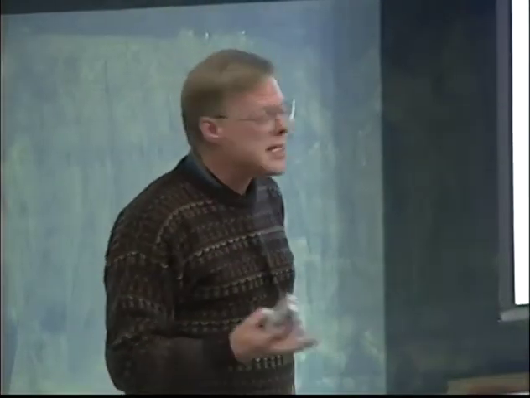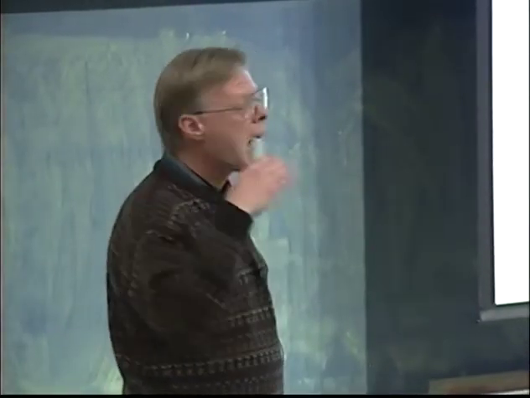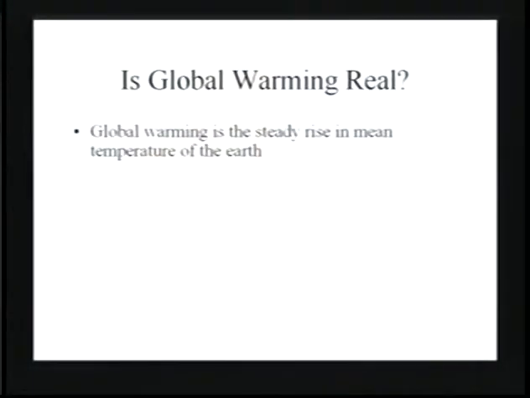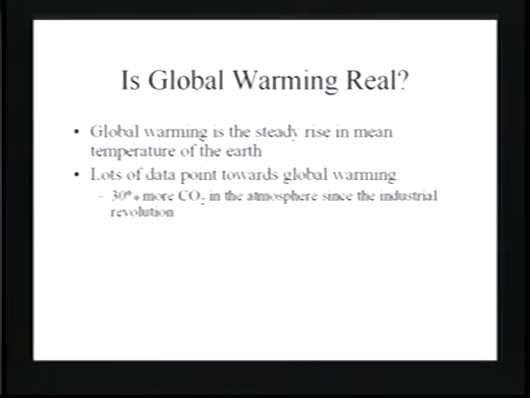Right? So the question is, is global warming real? Well, let's define it first. It's a steady rise in the mean global temperature of the Earth. Right, so that's what we mean by global warming. There are lots of data that point towards global warming. There's 30% more CO2 in the atmosphere since the Industrial Revolution. Since we started using things like coal-fired plants, we've just dumped tons of CO2 into the atmosphere. So there's 30% more.